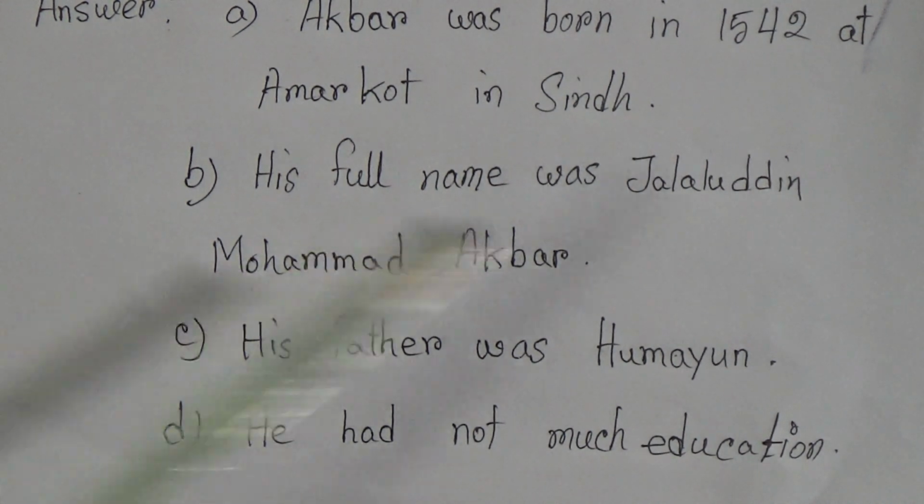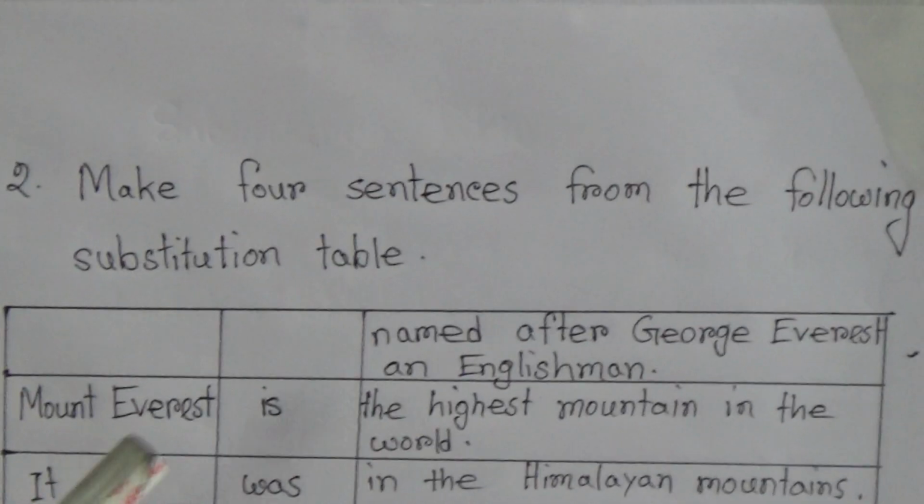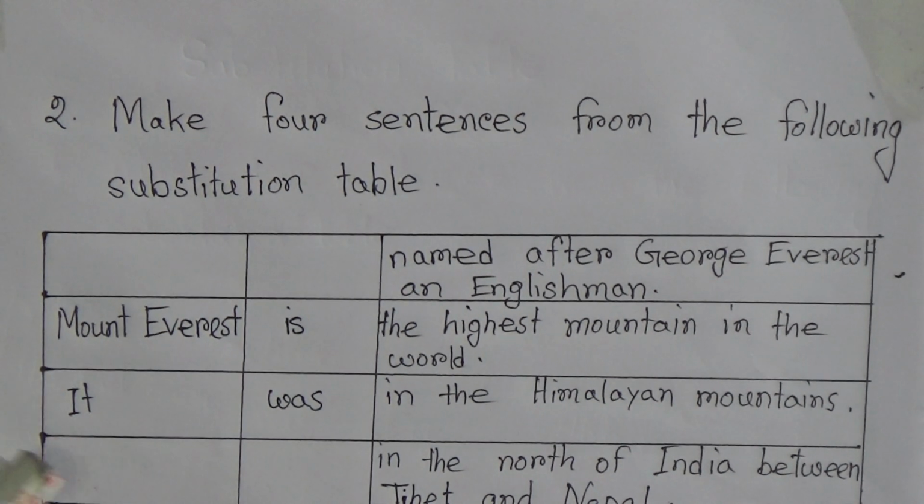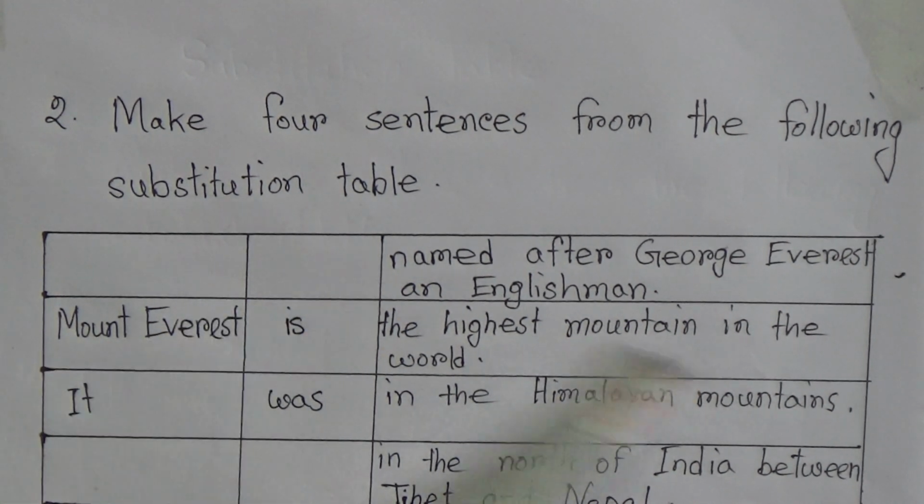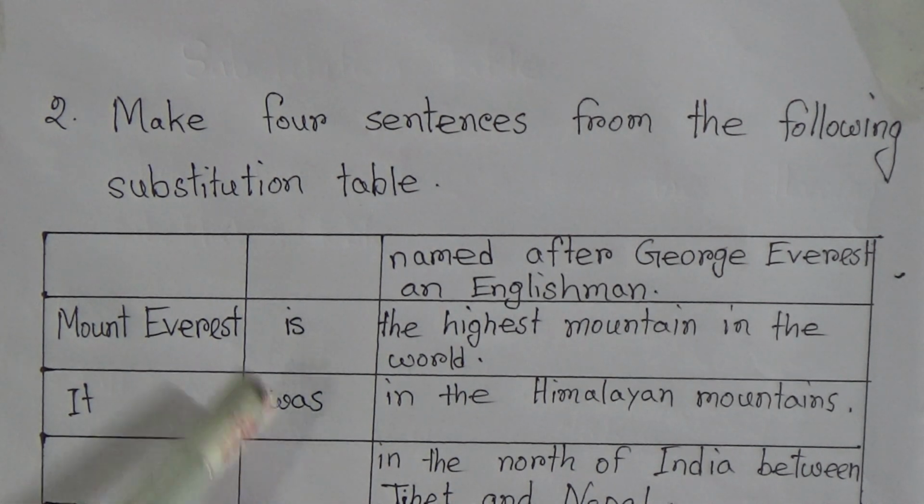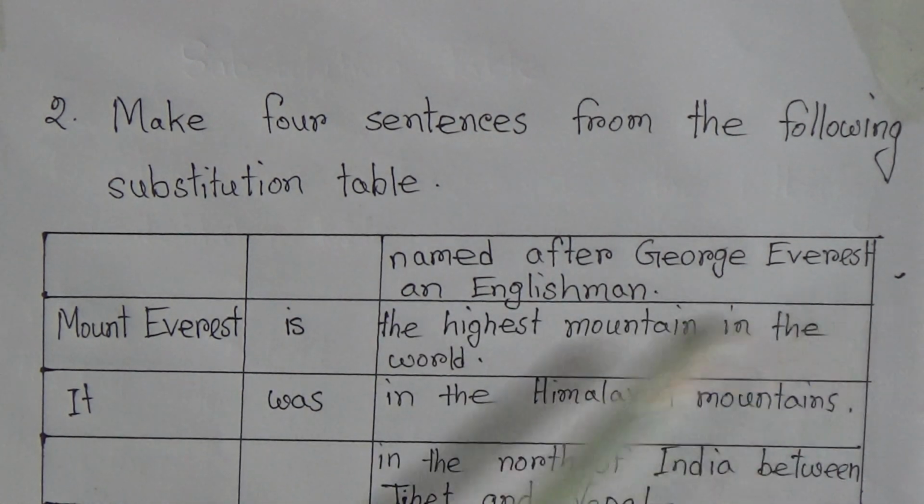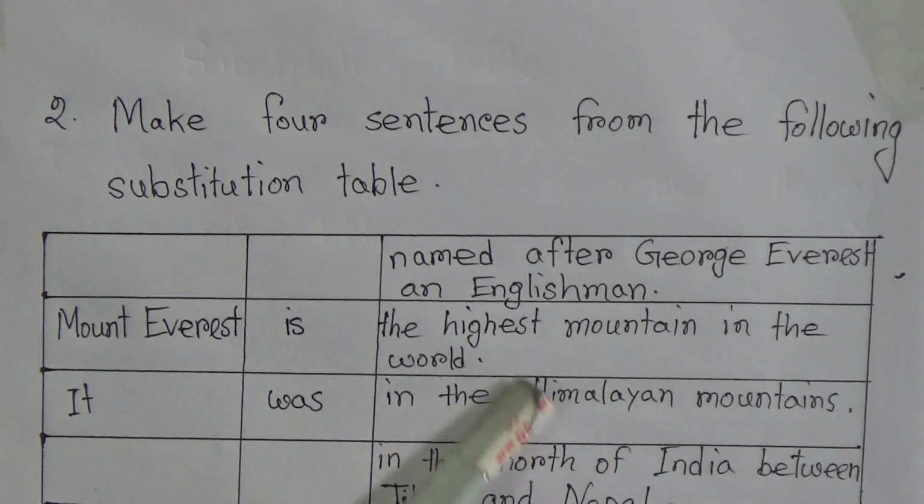So dear students, let's look at the second substitution table. Make 4 sentences from the following substitution table. It's about Mount Everest. Here the parts of the sentences are written. Mount Everest, it, these are the subjects, and these are the auxiliary verbs, is and was. Then here: named after George Everest, an Englishman, the highest mountain in the world, in the Himalayan mountains, in the north of India between Tibet and Nepal. Okay, so let's make 4 sentences.